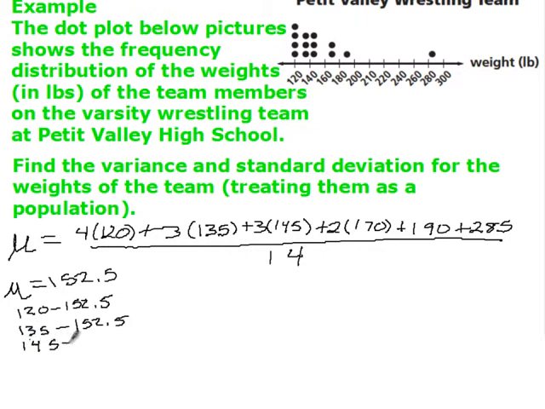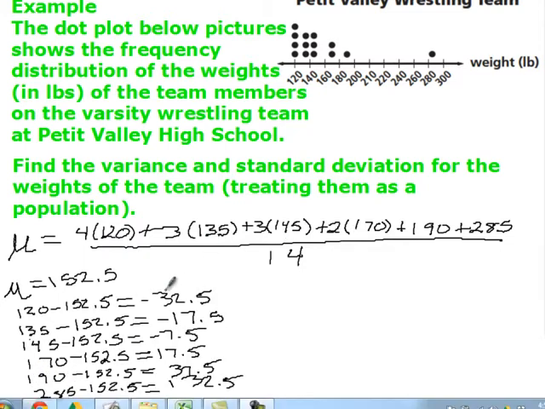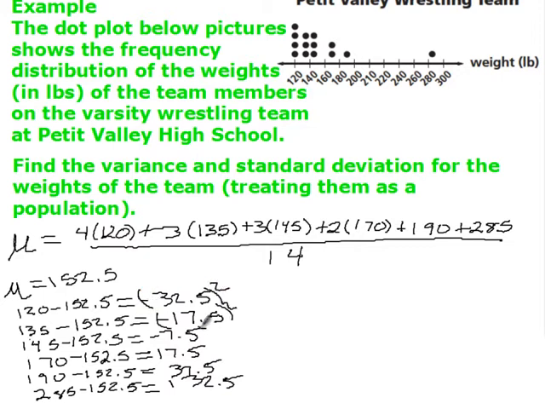145 minus 152.5. 170 minus our mean, 190, and then 285. So we found all of the deviations by doing those subtractions, and now because we're trying to find the variance, we need to square each of these. And then once we square them, we can add them up.